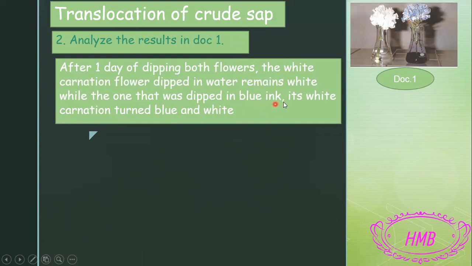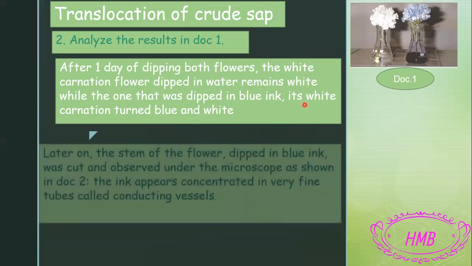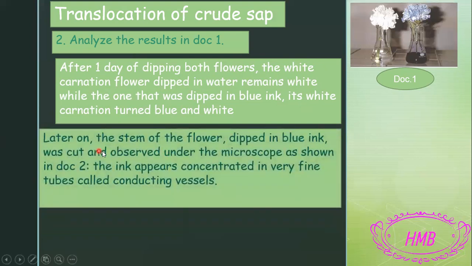So these are the analysis of the experiment. We wrote the observation as we saw them in the picture. Later on, after performing the experiment, the stem of the flower, which is the woody part or the long part of the flower, was dipped in blue ink. We only took the one that is in the second flask in the blue ink.